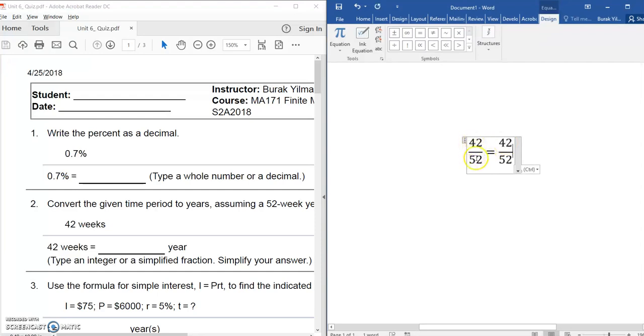Since 42 and 52 are both divisible by 2, you can simplify them by 2, and that would be just half of 42 is 21 and half of 52 is 26. So your answer would be 21 over 26. Since 42 weeks is less than a year, because there are 52 weeks in a year, it's going to be a fraction that's less than 1. So 42 weeks is 21 over 26. So this is the portion of a year that makes 42 weeks.